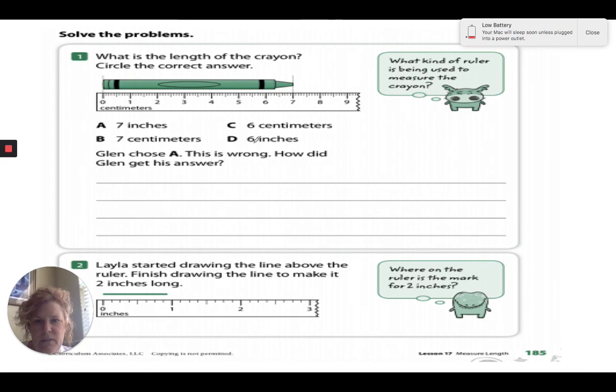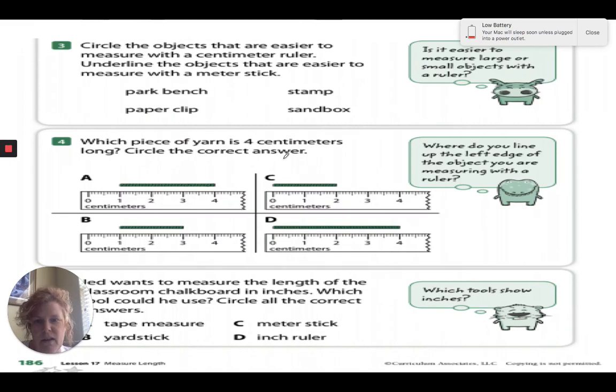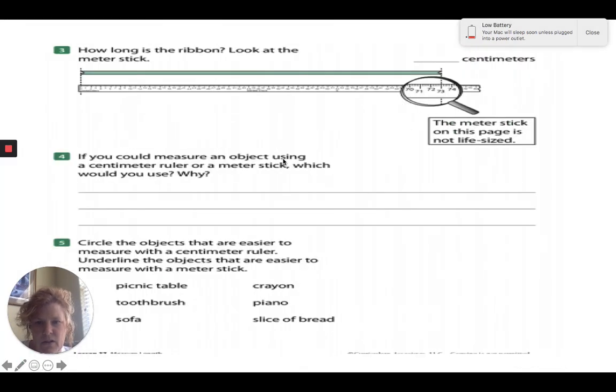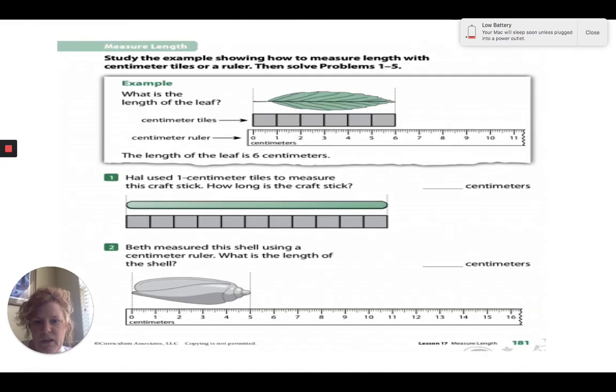Let's look at this one. It says, what is the length of the crayon? Circle the correct answer. Glenn chose A. This is wrong. How did Glenn get his answer? You can look at that and try to figure it out. We have done very many of these together, so I'm sure you guys will be fine. If there are any questions, you can also try to text me, and you can practice with objects in your house, any objects that you want to practice with.